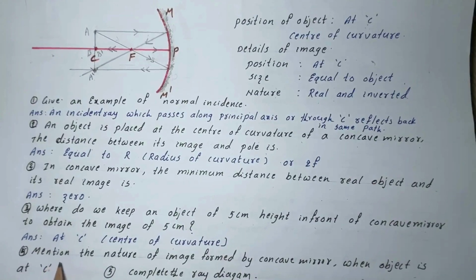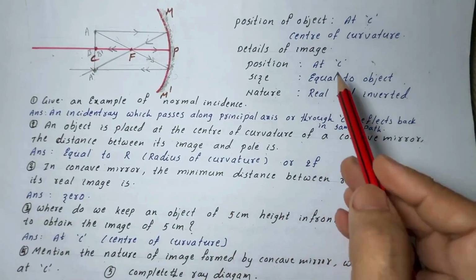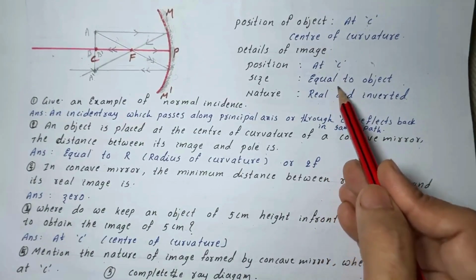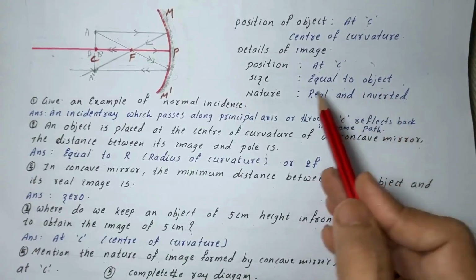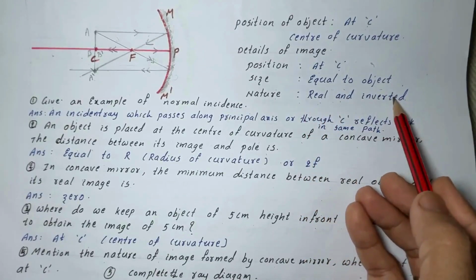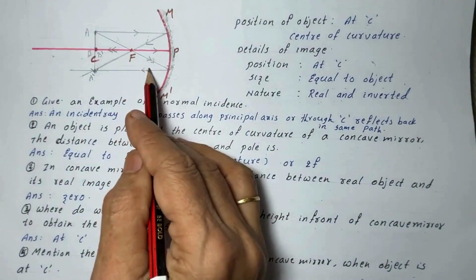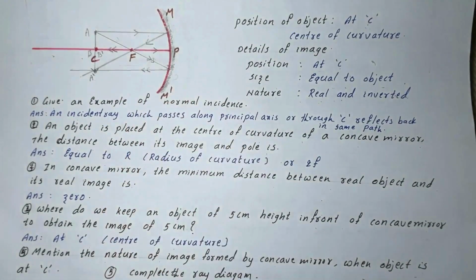And next question, mention the nature of the image formed by a concave mirror when the object is at C. The nature of the image is, its location is at C and its size is equal to the object size, and it is a real and inverted image. And next question, complete the ray diagram. They will give a diagram, such a diagram, and we have to complete the ray diagram.